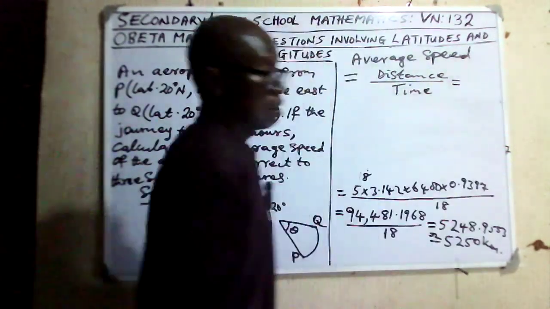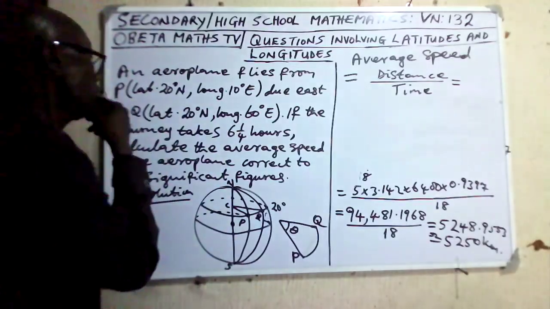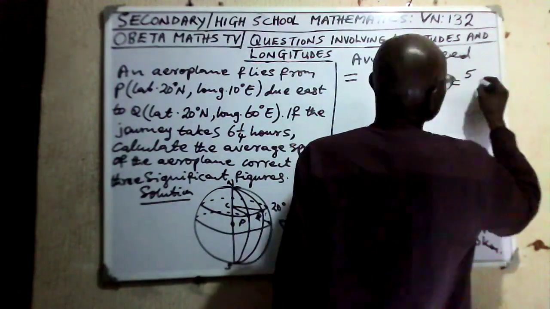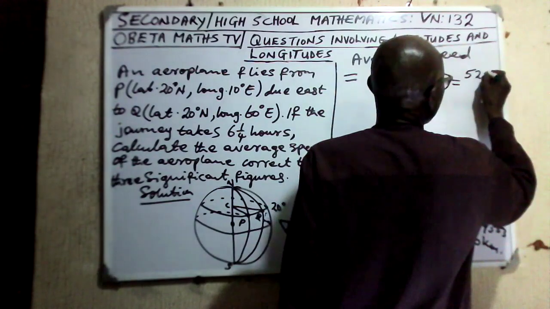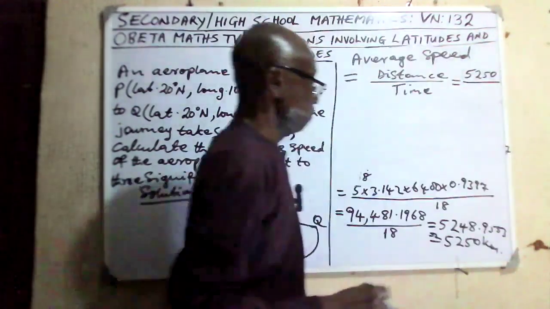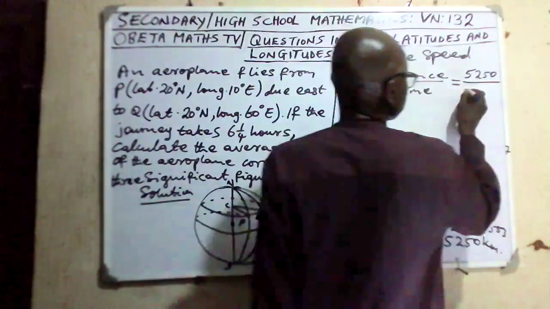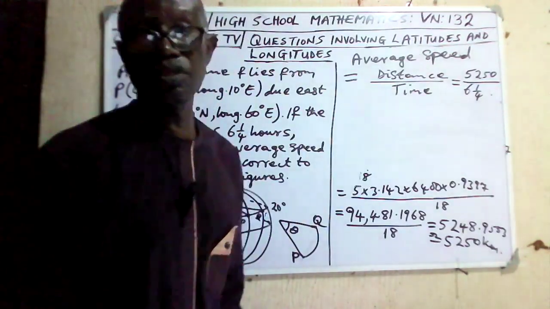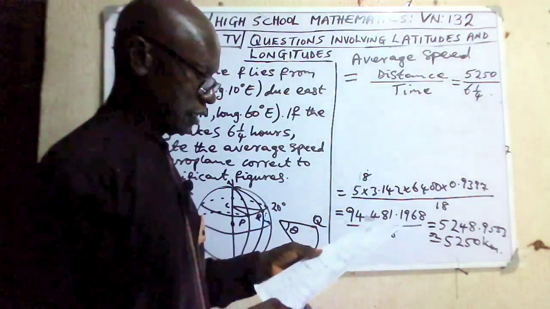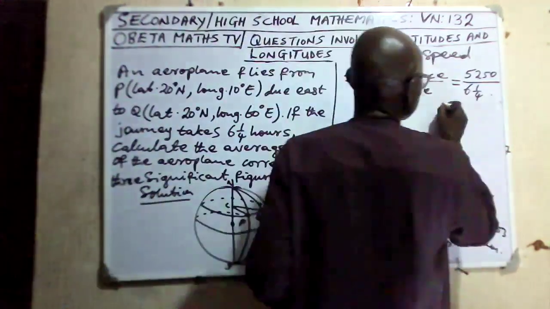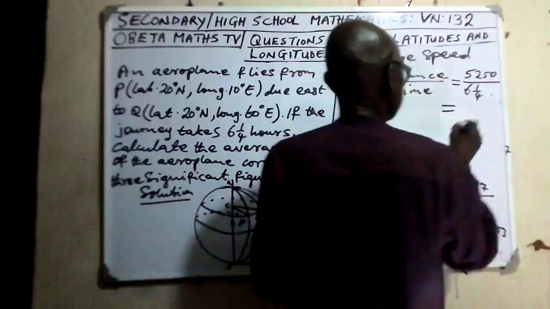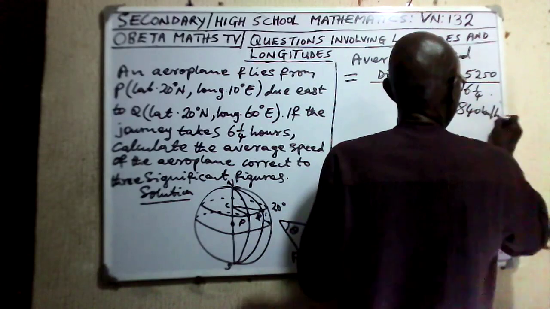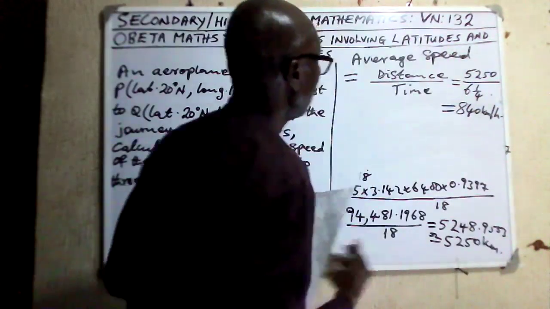And we were told that the journey took 6 1/4 hours. That is 5,250 divided by 6 1/4. Now you can use your calculator and check. And if you do that, this will lead us to 840 kilometers per hour. 840 kilometers per hour.